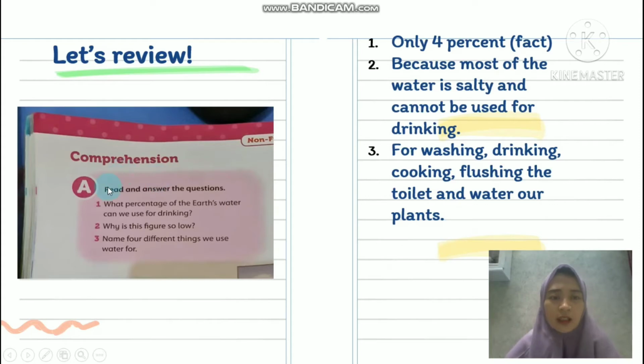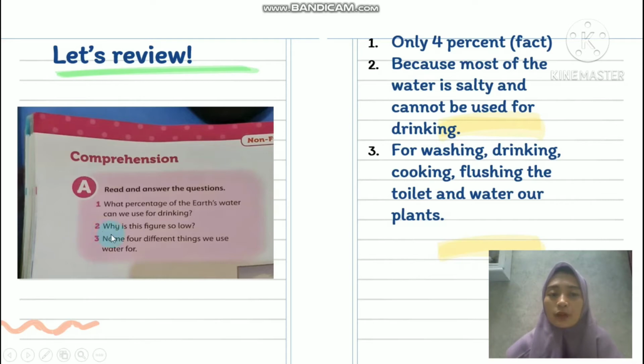Here there are 3 comprehension questions, and the first one is what percentage of the Earth's water can we use for drinking? And the answer from the text is only 4% of the fresh water provided on the Earth. And this is a fact, everybody. Do you still remember how to differentiate facts and opinions? Next time you will also learn that a persuasive text contains facts, opinions, or both of them.